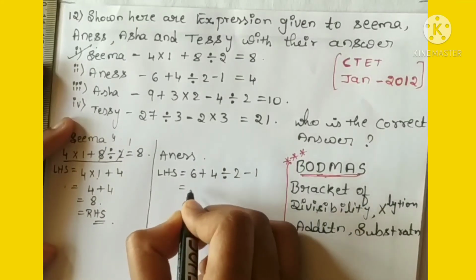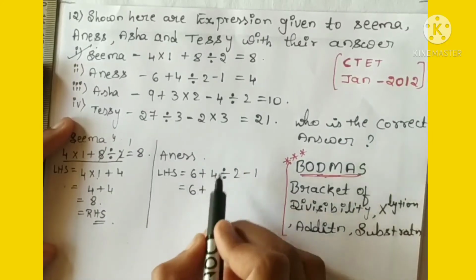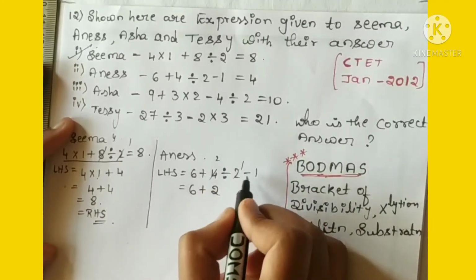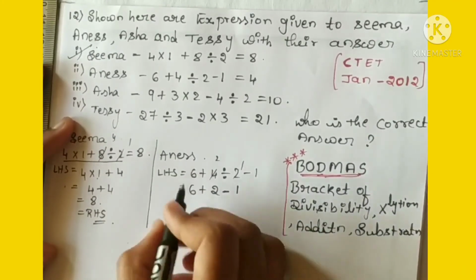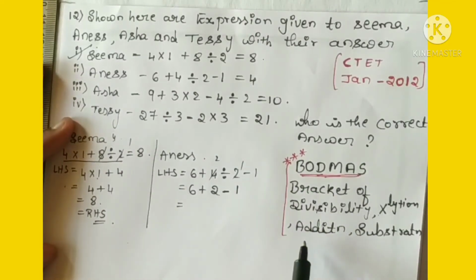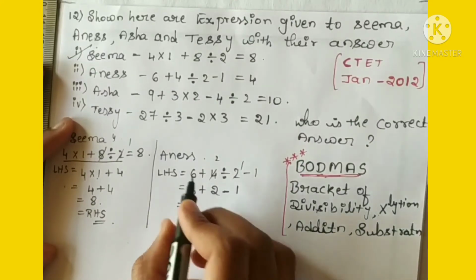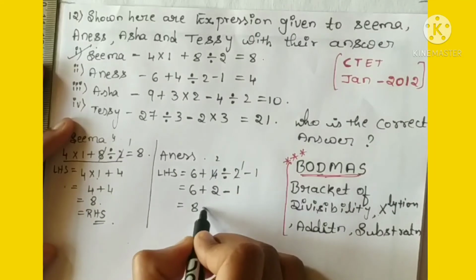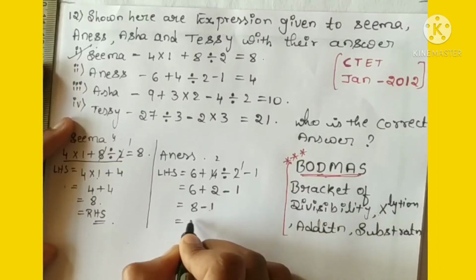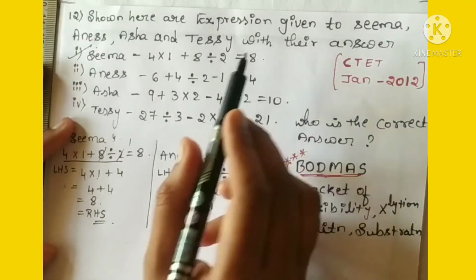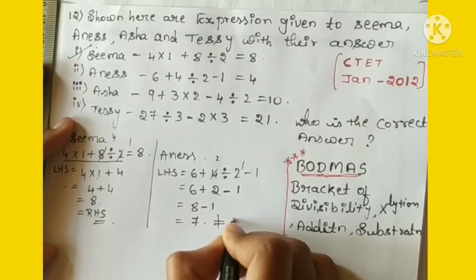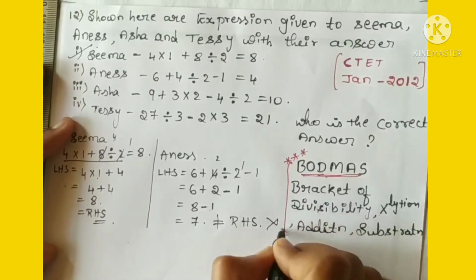So I write 6 as it is, plus 4 divided by 2, which means 2 ones are 2, 2 twos are 4, so 2. Then minus 1 as it is. Next go for multiplication. Here there is no multiplication, so just leave it. Then go for addition. 6 plus 2 is 8. Minus 1 as it is. Then go for subtraction. 8 minus 1 is equal to 7. But the RHS is 4, so it is not equal to RHS. So it is a wrong answer.